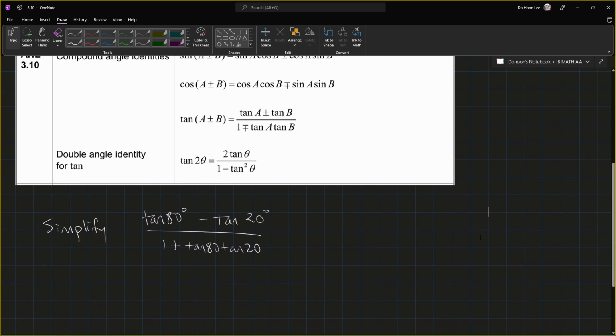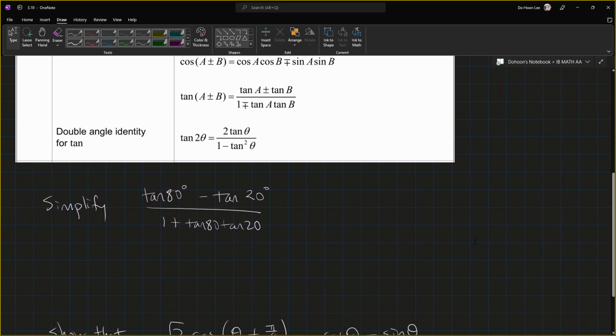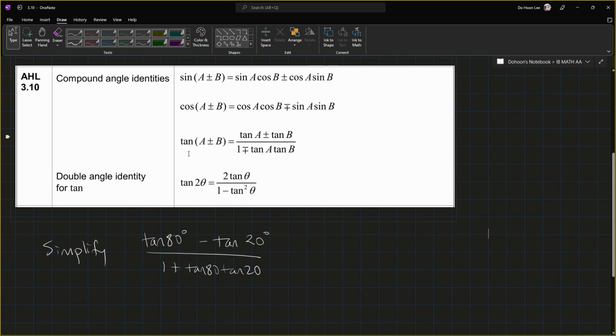Now, let's try an example. Simplify (tan 80 minus tan 20) over (1 plus tan 80 tan 20). Just by looking at this, you should realize, I don't know how to do this, because tan 80 is such an awkward number, right? So that's why we look for the formula booklet and see if there are any identities that look just like it. Do you see it?